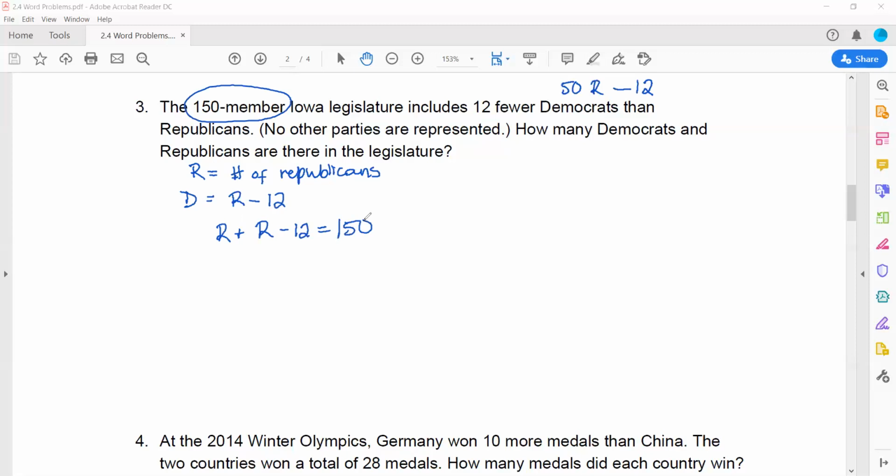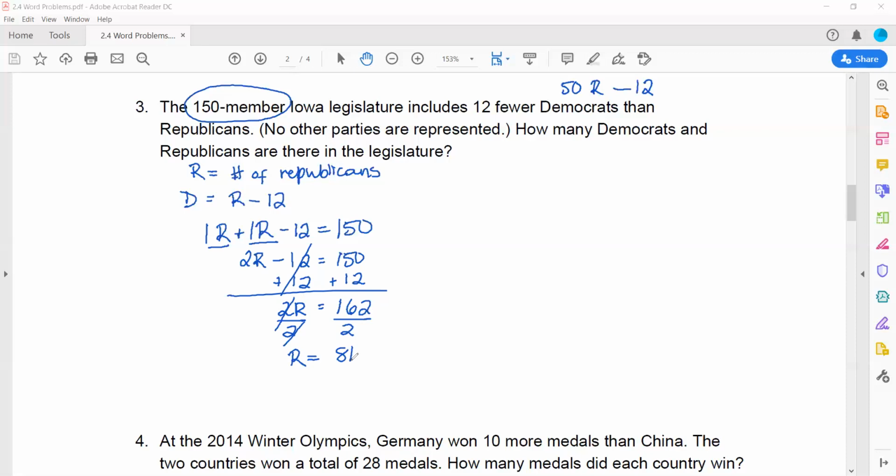So again, that's usually the hardest part. Now we need to go through and solve this. So let's combine like terms. 1R plus 1R is 2R, minus 12 equals 150. Let's add this 12 over to the right. So we get 2R equals 162. And then divide both sides by 2. So we get R equals half of 162 is 81.